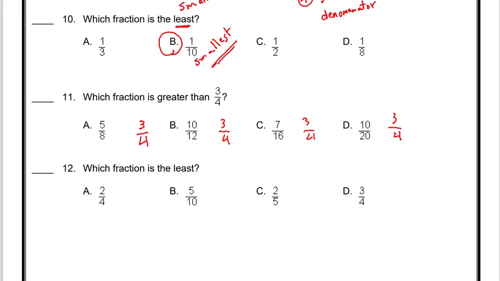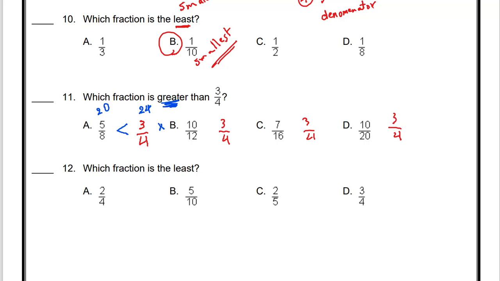4 multiplied by 5 equals 20, and 8 times 3. 24 or 20? 24, yes. So this 20 is less and we need greater. So this one is wrong. The next one. Go ahead.